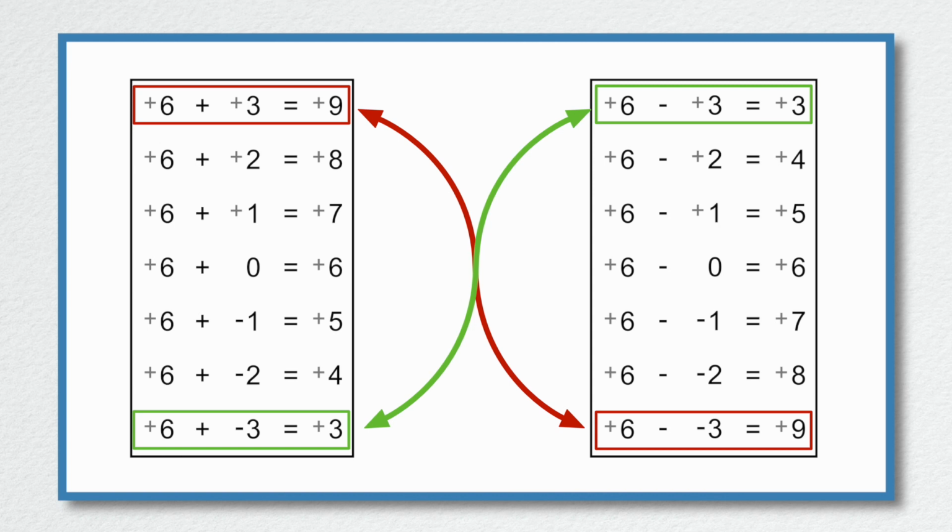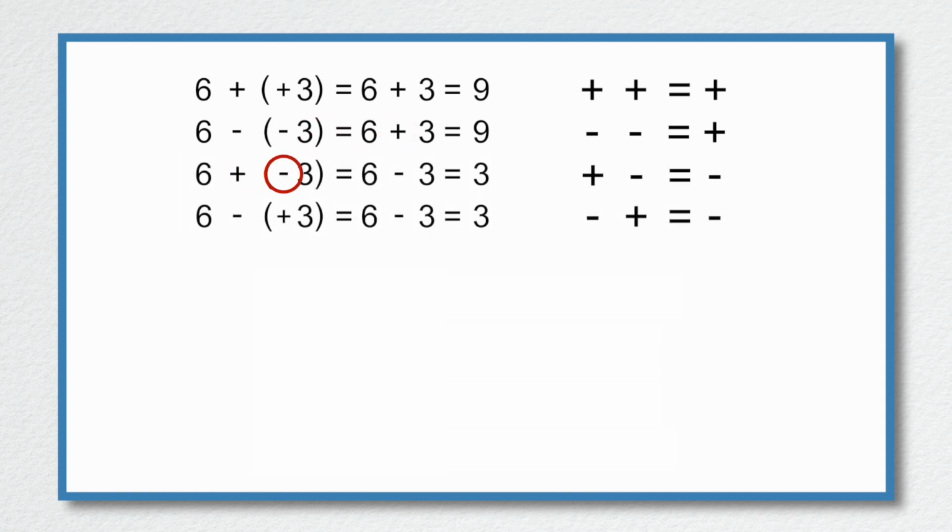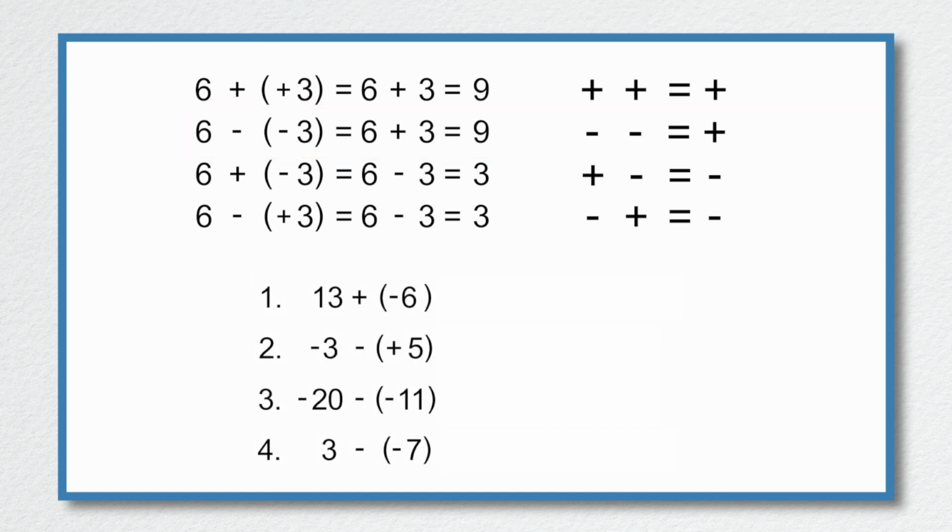And this is where we start producing the rules. If we look at the first two examples, 6 add positive 3 and 6 subtract negative 3, we have this idea of a positive and a positive equaling a positive, and a negative and a negative equaling a positive, and a positive and a negative equaling a negative, and a negative and a positive equaling a negative. So in answering the question, what is 6 subtract negative 3, the answer is of course 9. Here are some questions. Feel free to pause the video at any time if you want to have a go at these yourself, and then press play when you're ready.